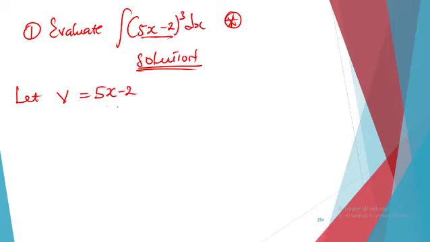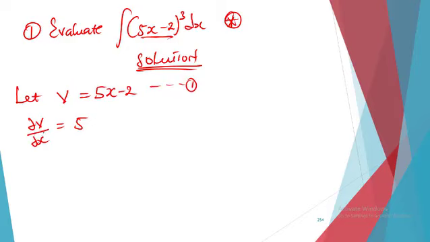Okay, so if v is equal to 5x minus 2, therefore our dv over dx, that is differentiating v with respect to x, is equal to what? 5. If you differentiate 5x, you have 5. Differentiate minus 2, you have what? 0. Remember, right? Now this is our equation 1.